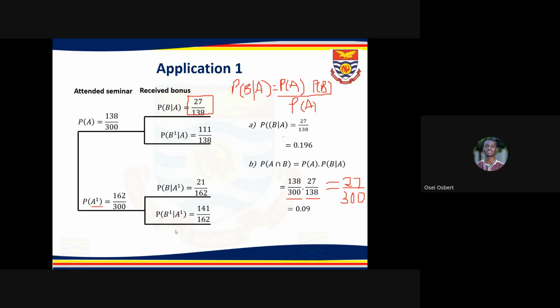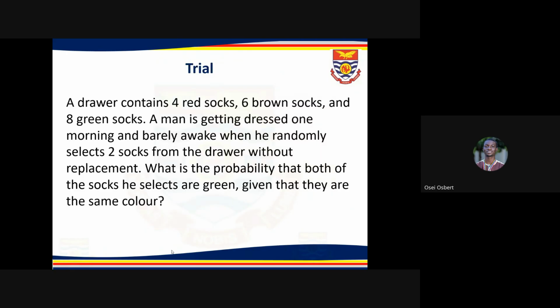This, I hope we get it. So we will end with this trial question here. And then in our next meeting, we will look at the Bayes theorem. Please, do we agree that we can meet on Wednesday, so that we fully complete the Bayes theorem?